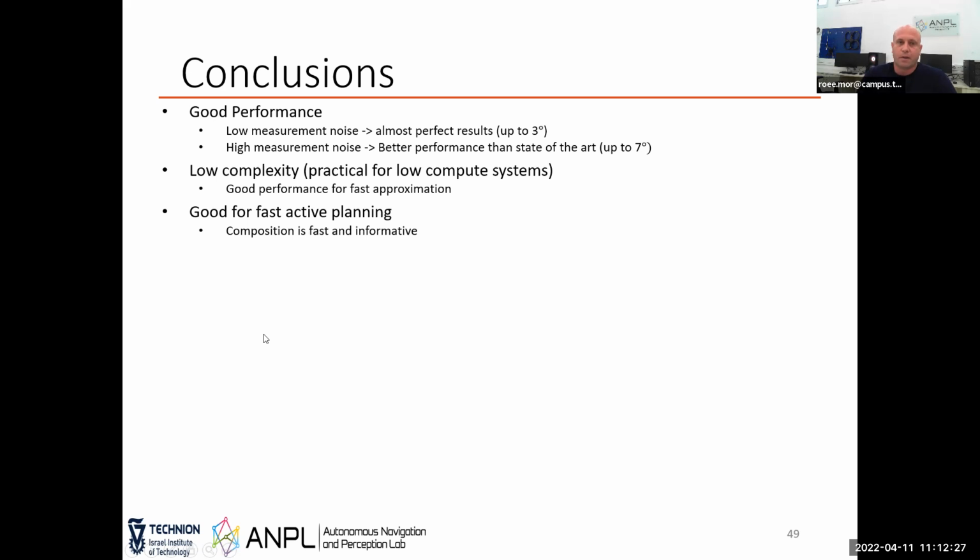So when you have an overview of the research, our main conclusion is that the general performance is good. Okay, if you have reasonable measurement noise, you get really good inference, which is very close to the ground truth. The computational load for using these methods is very small. It's practical for low compute systems like drones or other very low power computers, and it might open the way for fast active planning.